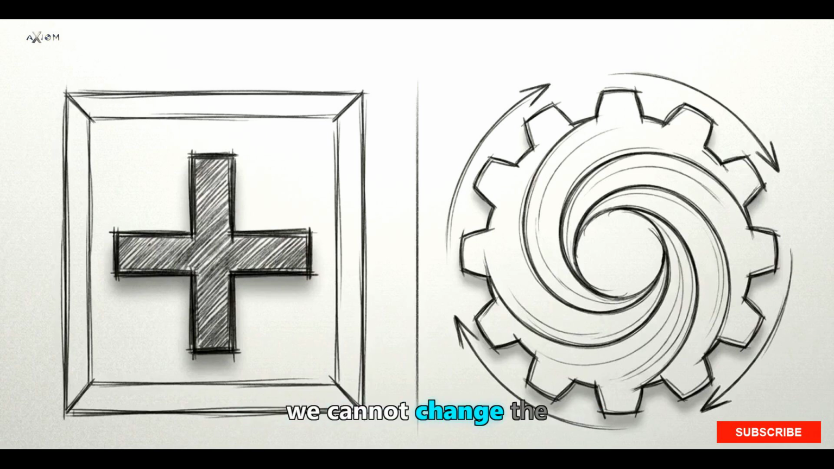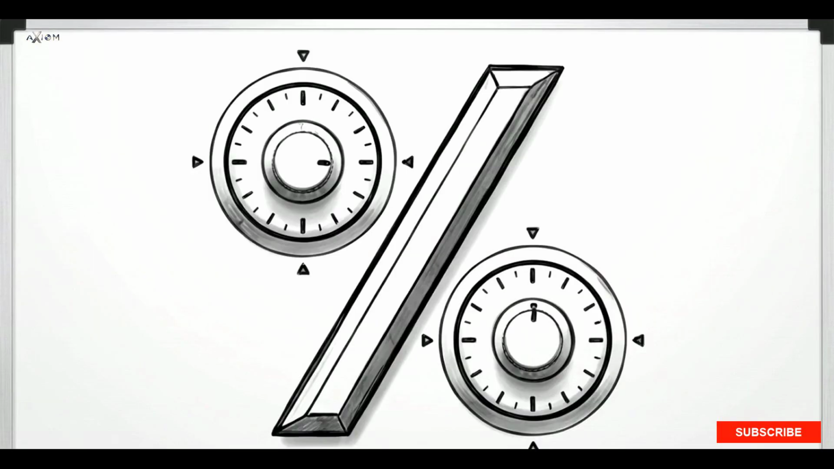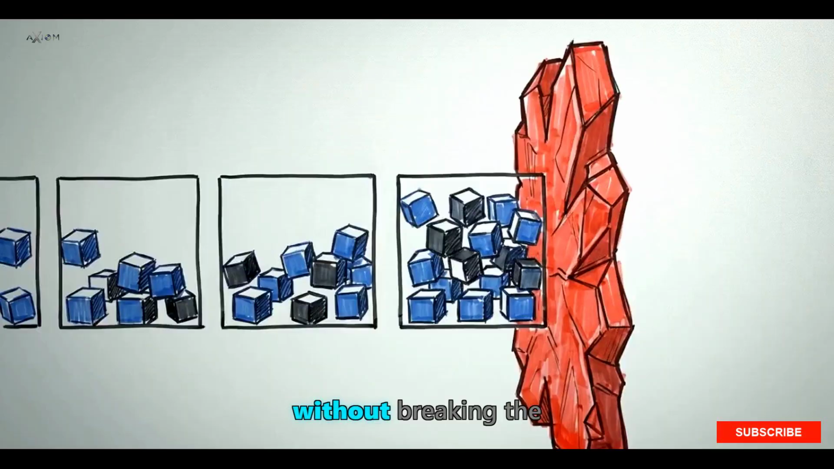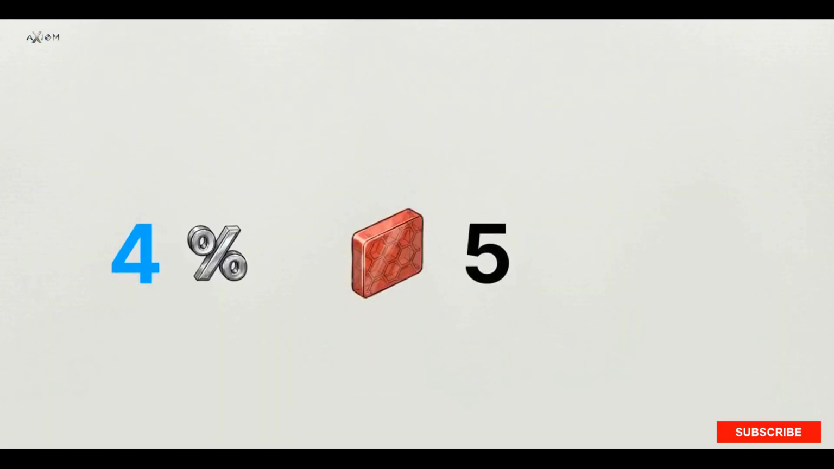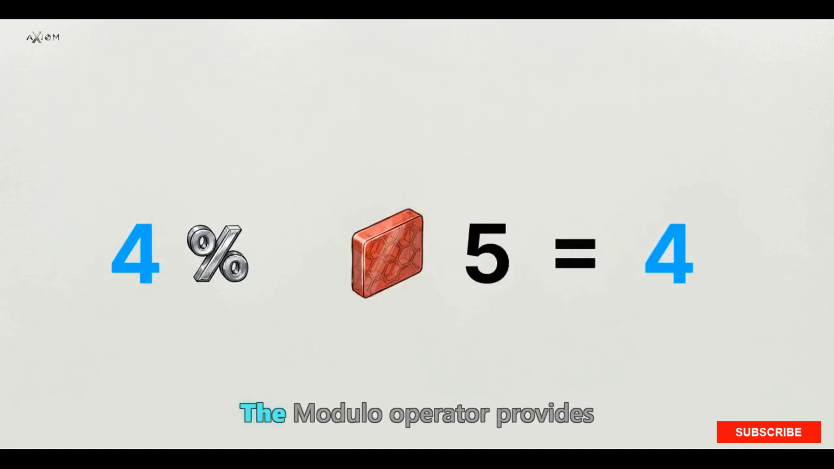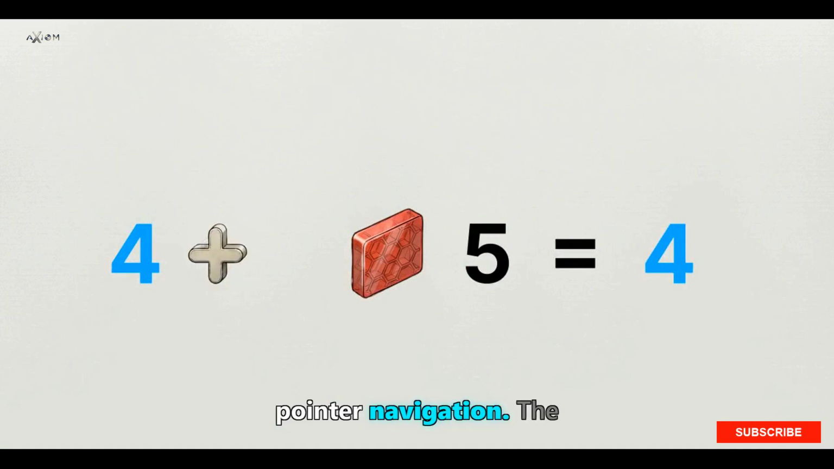Because we cannot change the physical shape of the array, we must change the logic of how pointers move through it. We need a mathematical function that allows a pointer to jump from the final index back to index 0 without breaking the sequence. Creating a loop on a straight line requires a transition from basic addition to cyclical mathematics. The modulo operator provides the structural fix for pointer navigation.